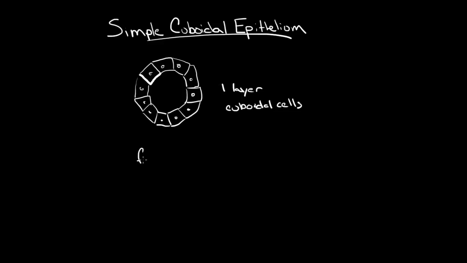Okay, let's talk about its function. Simple cuboidal epithelium has two basic functions: absorption and secretion. Absorption and secretion. If you can imagine there's fluid in the middle of this tube right here, it can absorb. Let me put that in maybe red. We'll draw a red arrow. That's like absorption right there. Stuff on the inside here, the liquid on the inside, is moving into these cells.